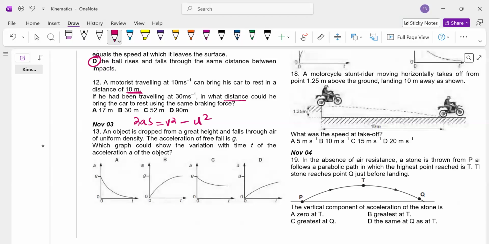But in this case, what can we do? Because they are saying that the braking force is the same. Whenever you have a question like this, you can mold this equation. Simply, you can take this factor that when there are same braking forces, the distance will be dependent on your initial velocity. For example, you can use this equation.